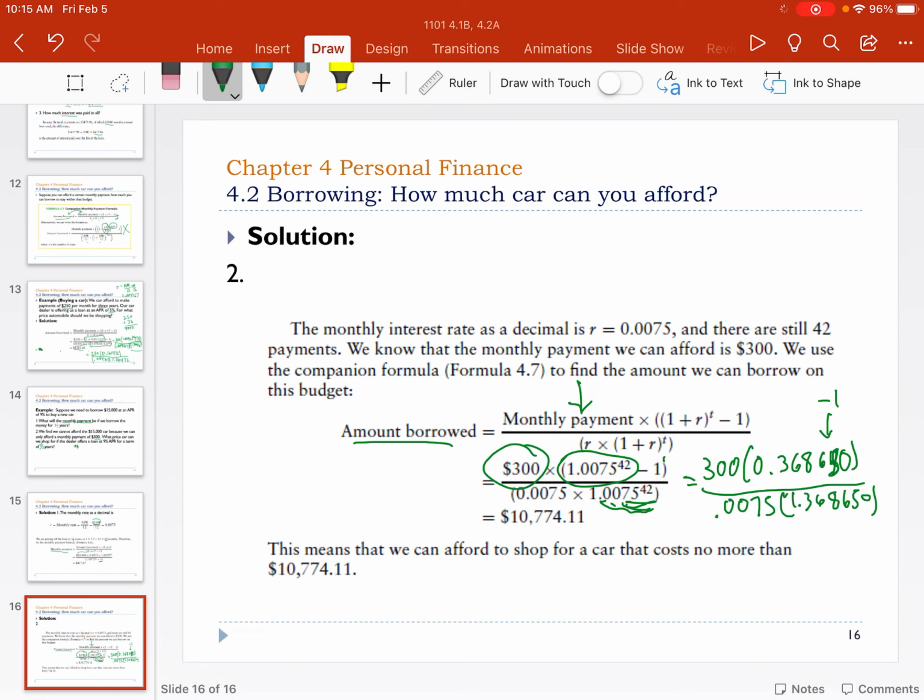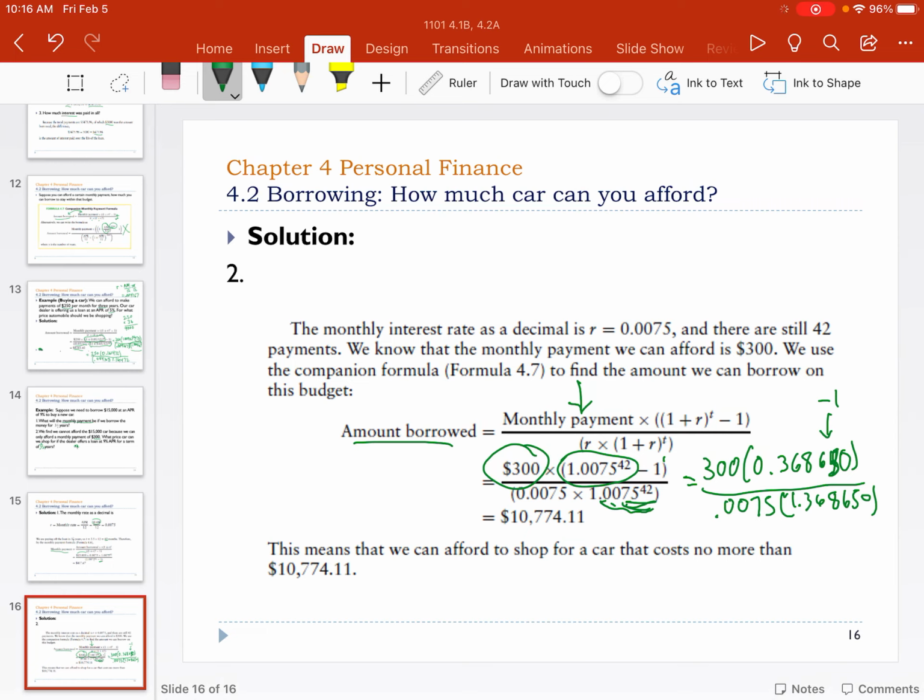Okay, so let me see what I can get as I type this in and see how accurate we are. 300 times 0.36865. Then divide by 0.0075 and then immediately divide by 1.36865. I get the number off by 1 penny: 10,774 and 12 cents. All right. Not the end of the world.